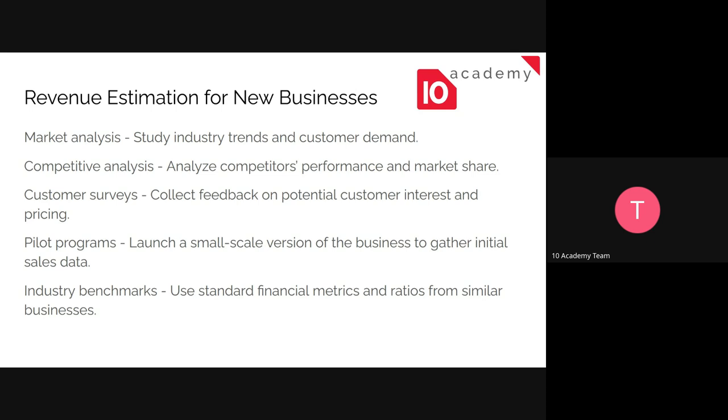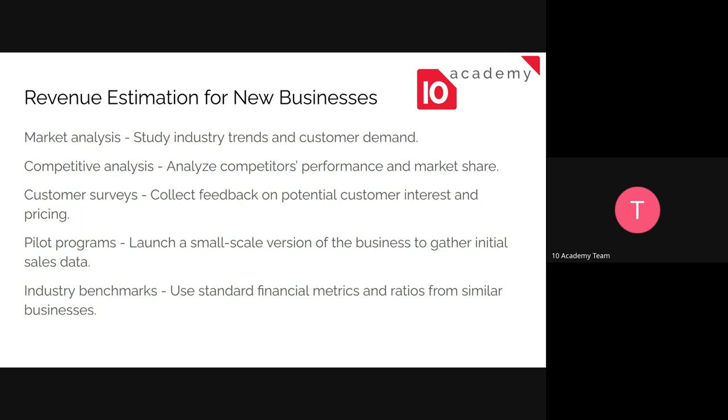And a pilot program is just launching a small version of your business with a different name or a different background. You need to simulate the market, so you build a small-scale version of your business to gather initial sales data. With that, you will have an idea of how much your sales are going to be and the optimal price, so that you can get started. You can get an idea of your revenue estimation, of course.